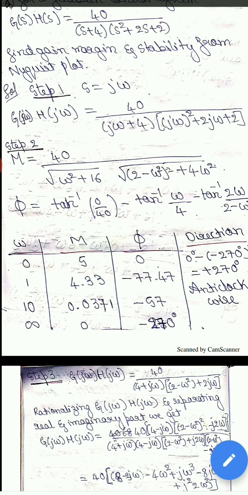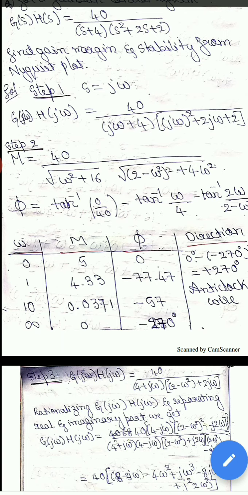Because tan inverse of 0 you'll get 0 only, minus tan inverse of omega divided by 4, you'll get 90, and minus tan inverse of 2 omega divided by 2 minus omega square, you'll get minus 180. That you'll get minus 90 minus 180, minus 270.